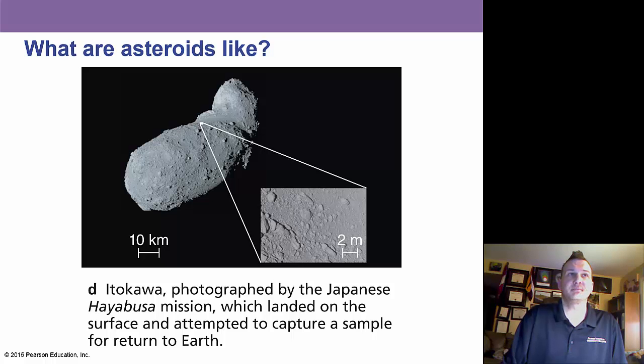So let's get started. What are asteroids like? This asteroid, Itokawa, was photographed by a Japanese mission, Hayabusa, which landed on the surface of the asteroid and attempted to capture a sample for return to Earth.